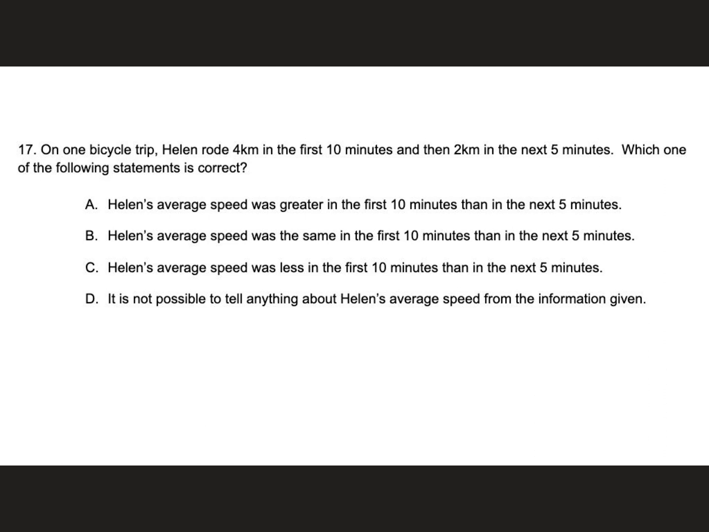Question 17, on one bicycle trip, Helen rode 4 kilometers in the first 10 minutes and then 2 kilometers in the next 5. So Helen rode 4 kilometers in 10 minutes, and then she rode 2 more kilometers in 5 minutes. So what I want to find out is, is this the same speed? Does she change speed over that time?